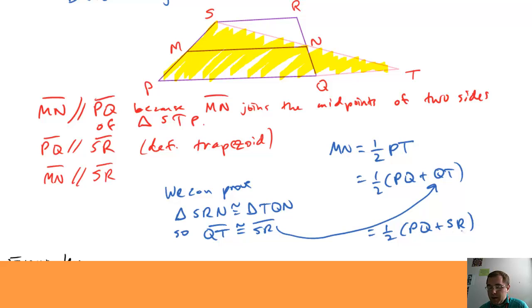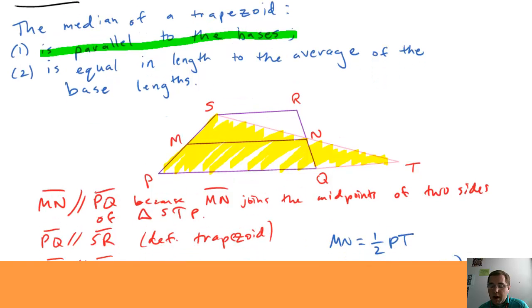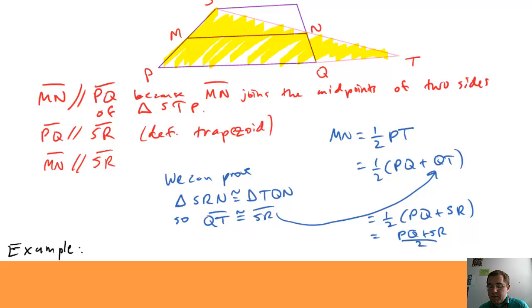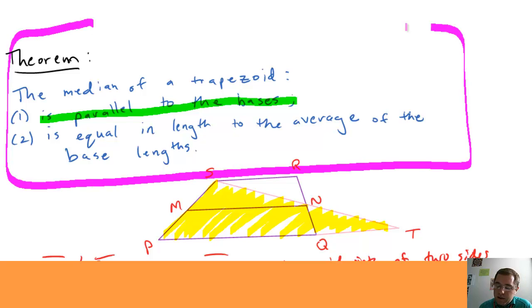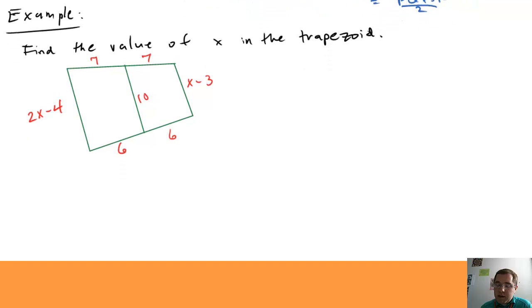If we add up PQ plus SR and divide by 2, that's the average of PQ and SR. So MN is equal in length to the average of the base lengths. So we're going to take this theorem and use it to solve this example problem.